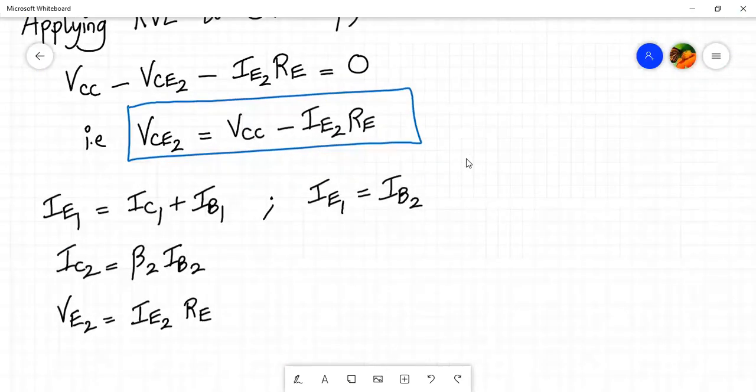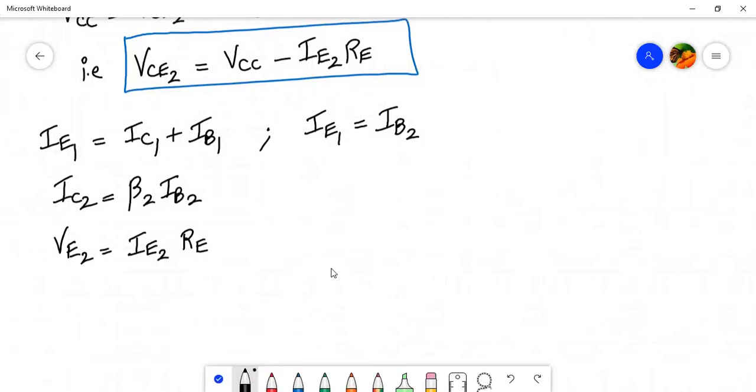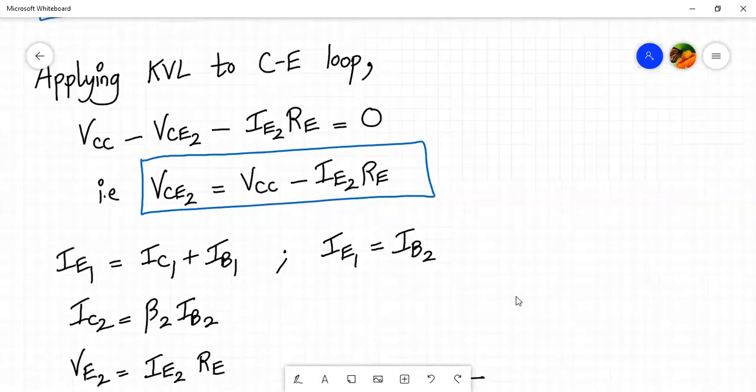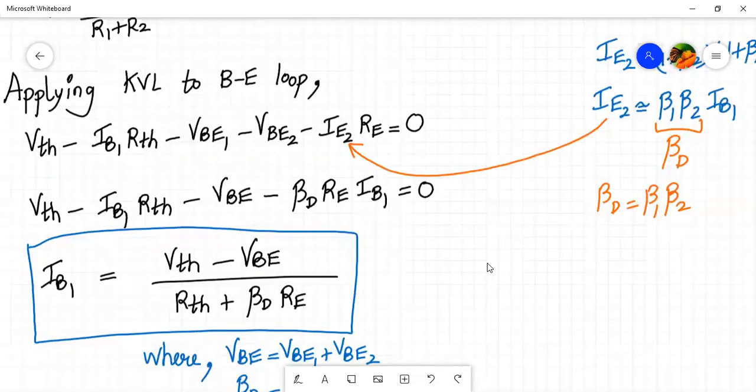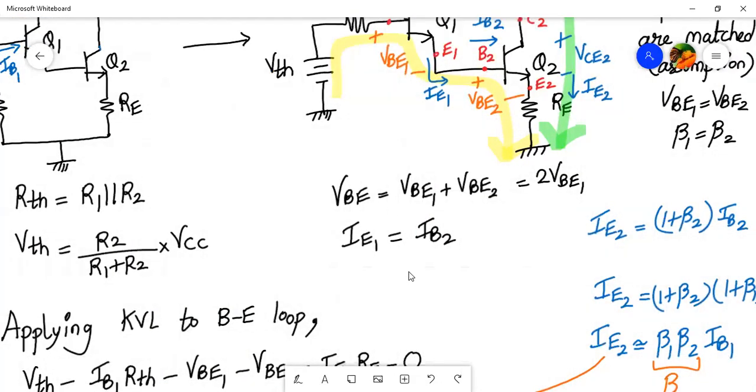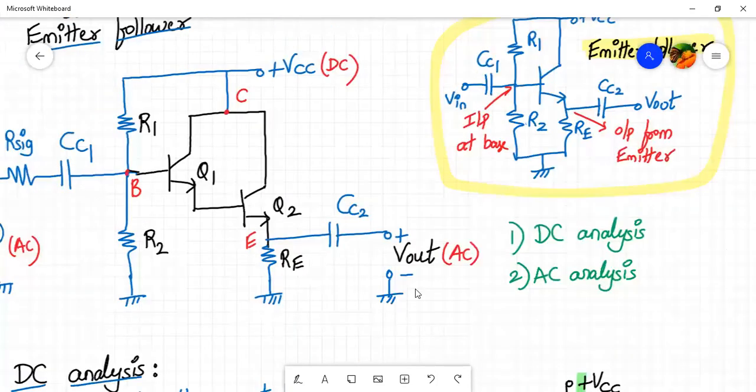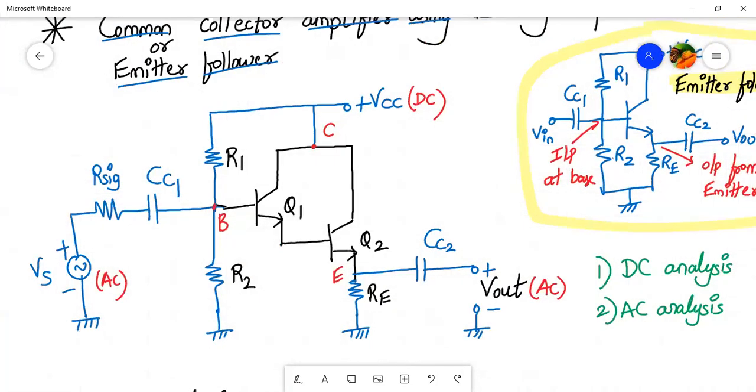And now we would like to end this session over here. Next time we will continue our discussion on Darlington pair, but we'll start with the AC analysis directly, right? So this is the circuit diagram. Today we have completed the DC analysis part. This is completed. This we will do next time, AC analysis.